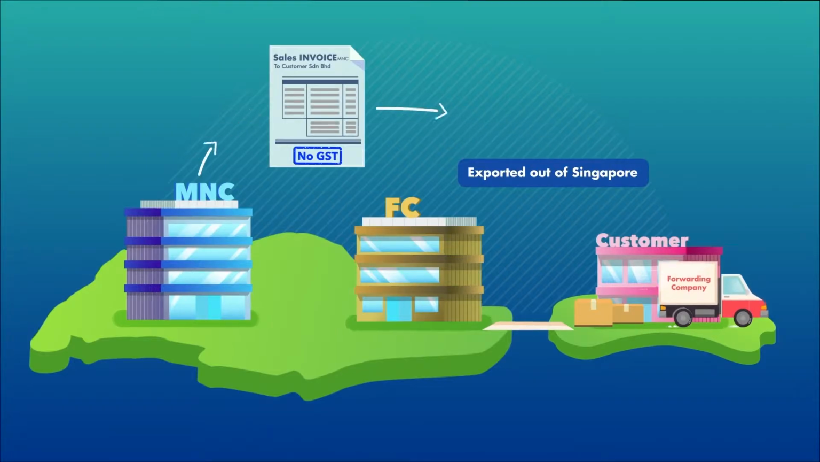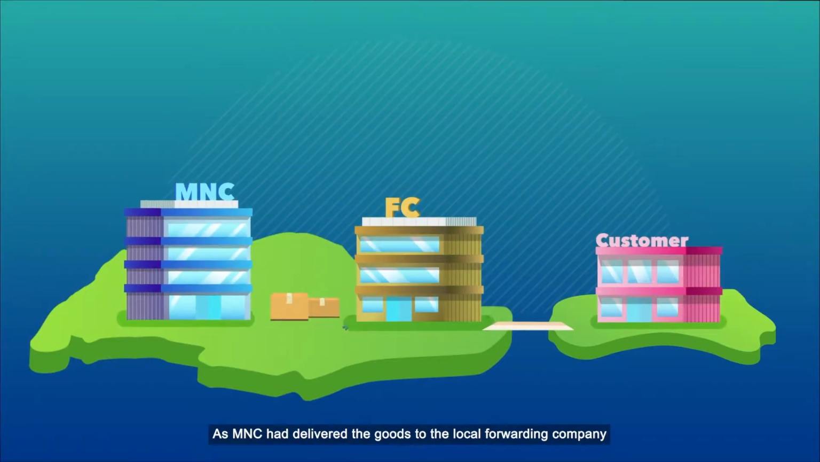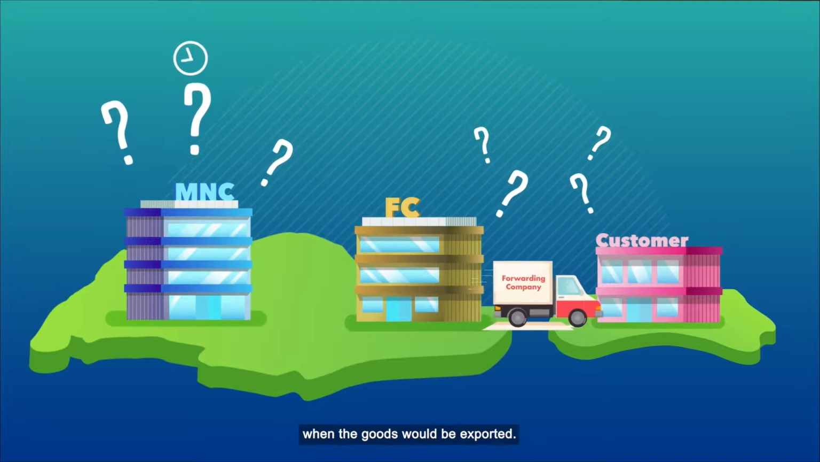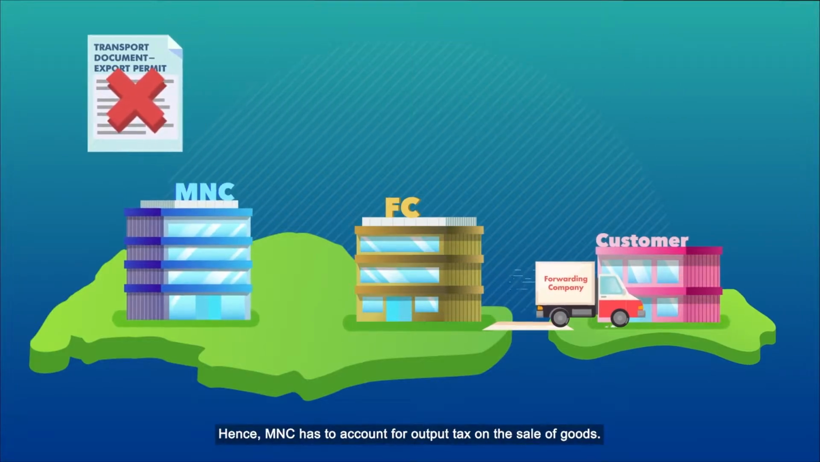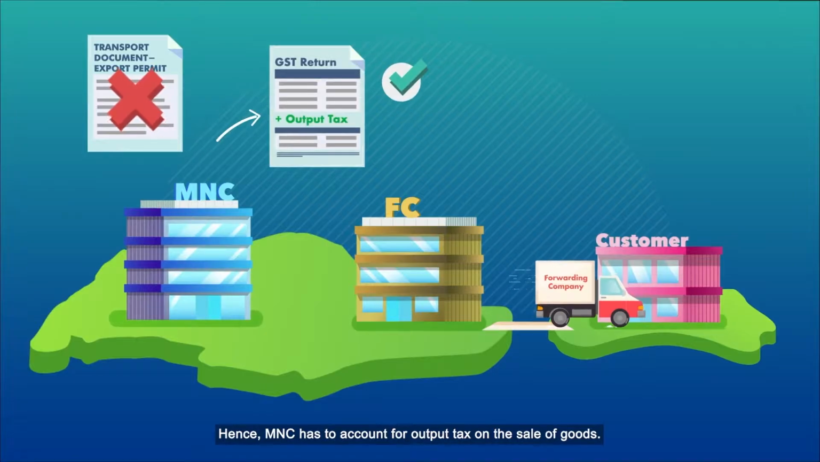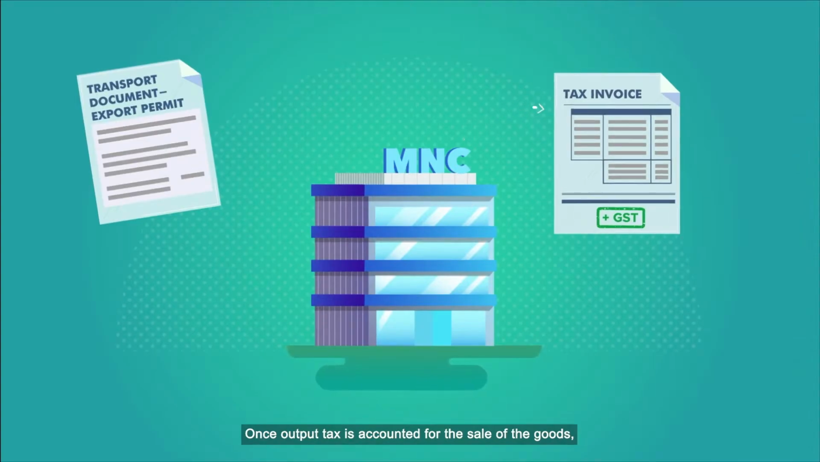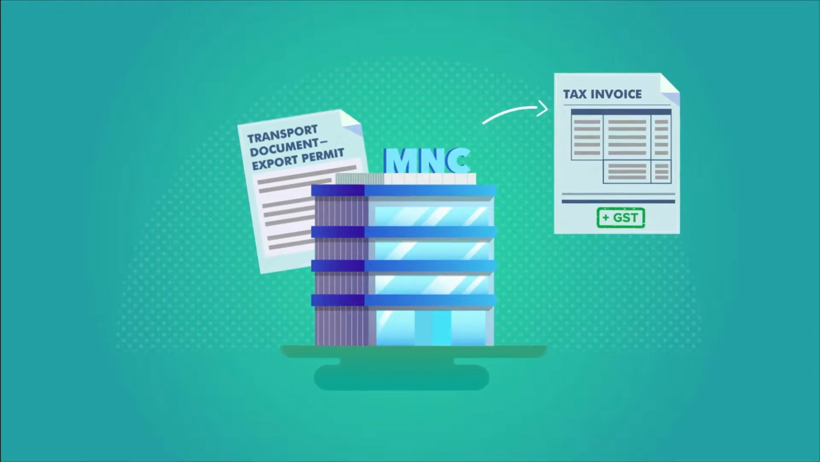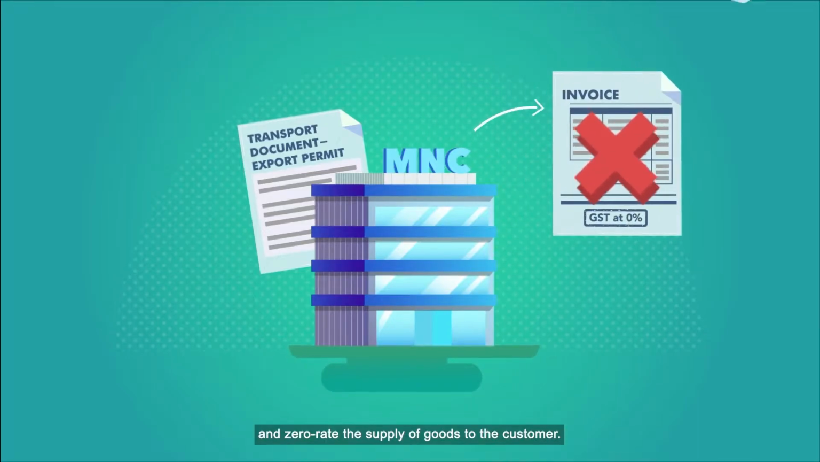to be exported. This is incorrect, as MNC had delivered the goods to the local forwarding company and was not certain at the time of supply when the goods would be exported. They did not have the transport documents to support the export of goods overseas. Hence, MNC has to account for output tax on the sale of goods. Once output tax is accounted for the sale of the goods, even if MNC can subsequently obtain the required export evidence, they cannot nullify the earlier transaction and zero rate the supply of goods to the customer.